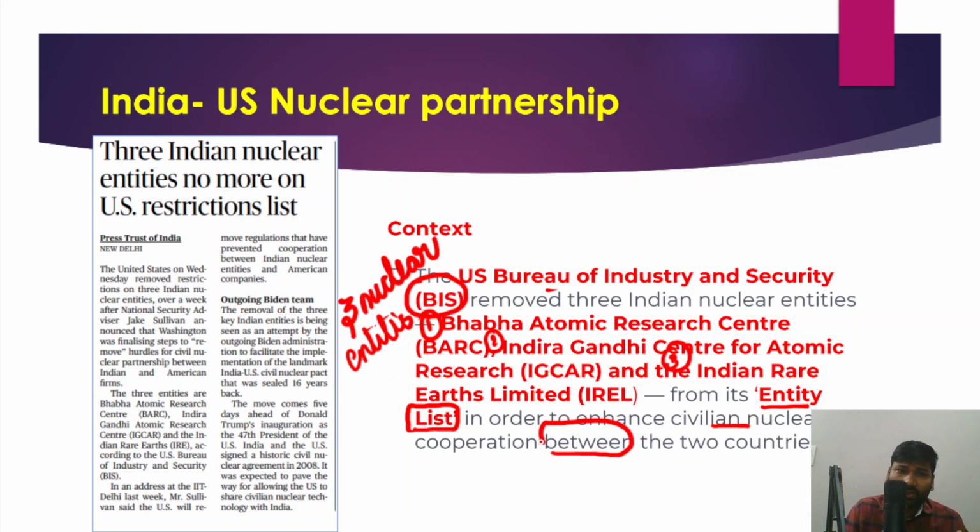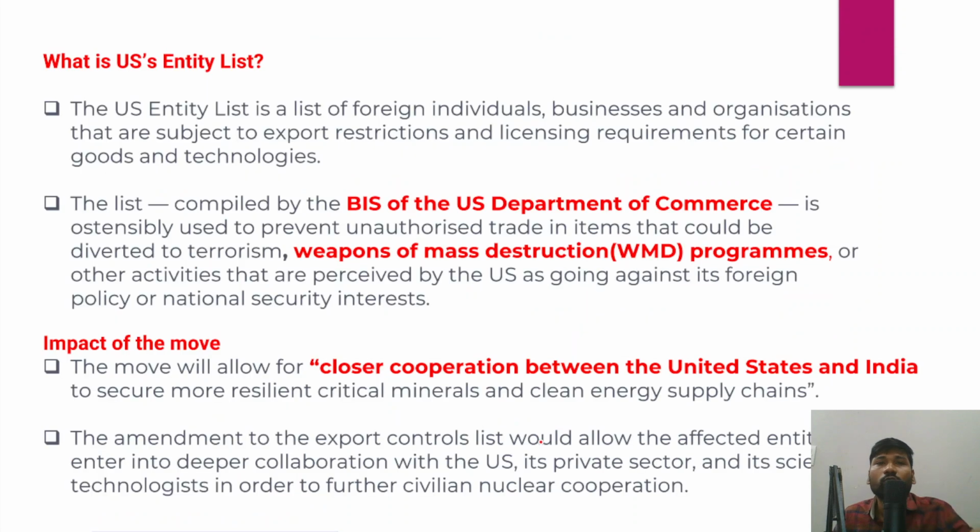Remember that both India and the US have a civil nuclear cooperation agreement. We already signed a civil nuclear cooperation agreement. Therefore it is very important from the point of view of the US to have strong civilian nuclear cooperation with India as well, and because of that reason, these Indian nuclear entities have been removed from that particular list. Now we'll understand what exactly the US entity list is.